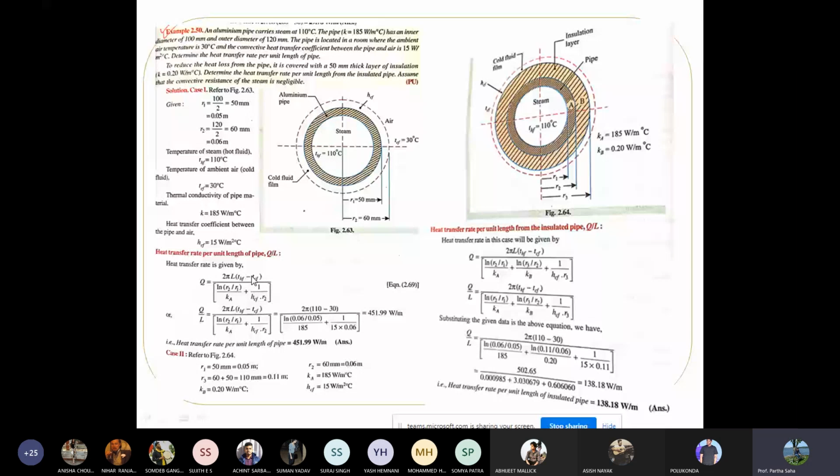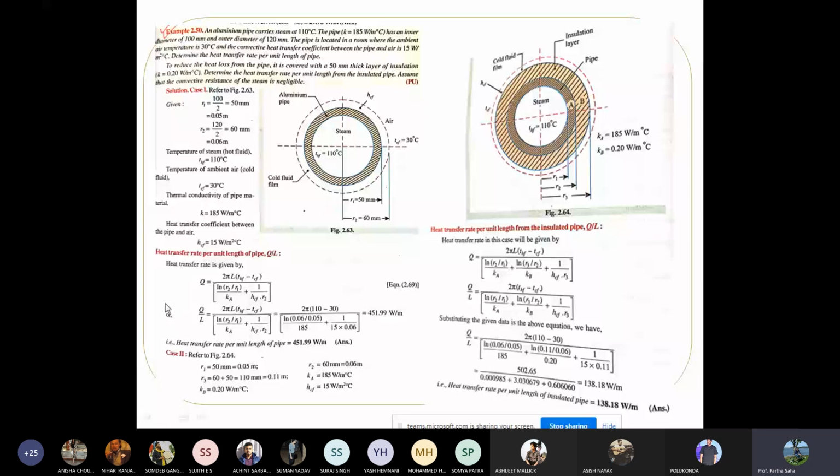You can write Q equals 2 pi L (THF minus TCF) divided by [ln(R2/R1)/K plus 1/(HCF R2)]. So this second term comes from the convective heat transfer to the outside surface. Okay. So Q by L, I think the L here is a typo. It will be 2 pi (THF minus TCF) divided by [ln(R2/R1)/K plus 1/(HCF R2)]. See, L is not there because L is 1. 2 pi, then the temperature, and then R2, R1 you know, K you know, HCF given, R2 given. So you solve for it: 451.99 or 452 watt per meter, right? So the heat transfer rate is 452 per meter.